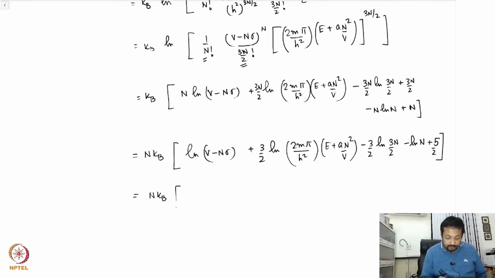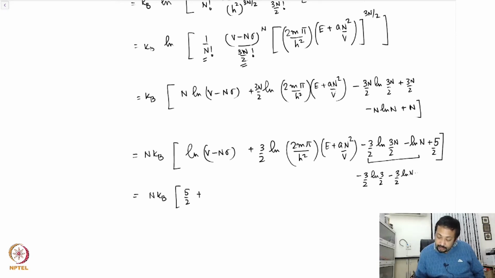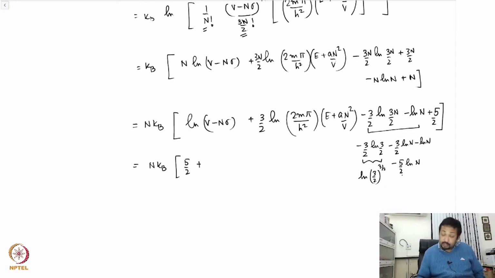So the entropy now, I can simplify this as 5 by 2 plus, what else can I do? Let's see. I can take this part, write down this as minus 3 by 2 ln 3 by 2 minus 3 by 2 ln of n minus ln of n. So that this gives me minus 5 by 2 ln of n, and this term is going to be ln 3 by 2 raised to the power 3 by 2, right? So this is just a constant term which is not very interesting to me, but anyway, we will keep the 3 by 2 here, minus ln 3 by 2, so that I can combine it over here.